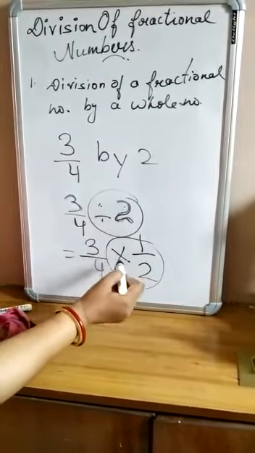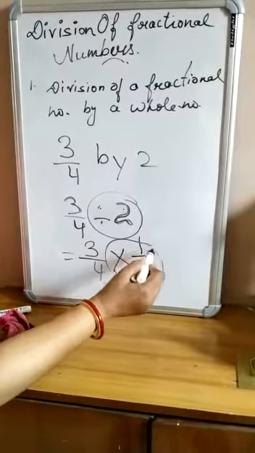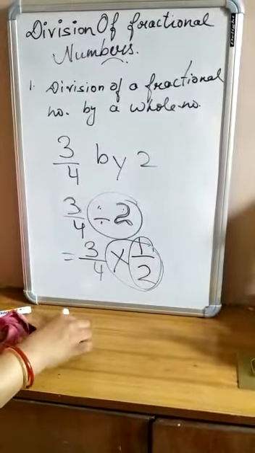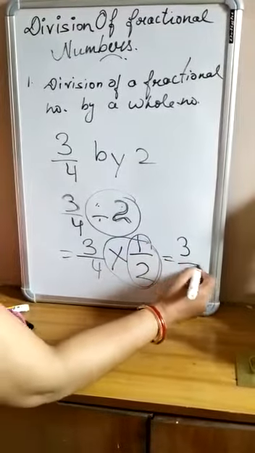Divided by 2 means multiplying with the reciprocal of 2. Here the reciprocal of 2 is 1 by 2. Follow it. So, what will be the result? 3 will be multiplied with 1. 3 ones are 3 and 4 twos are 8.